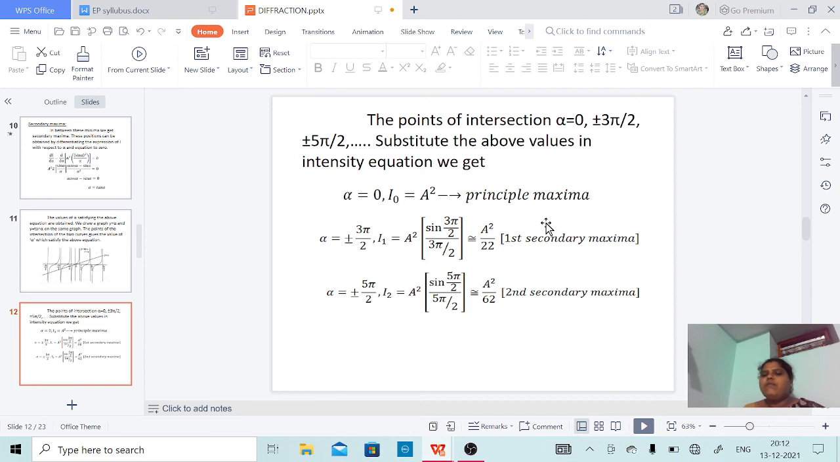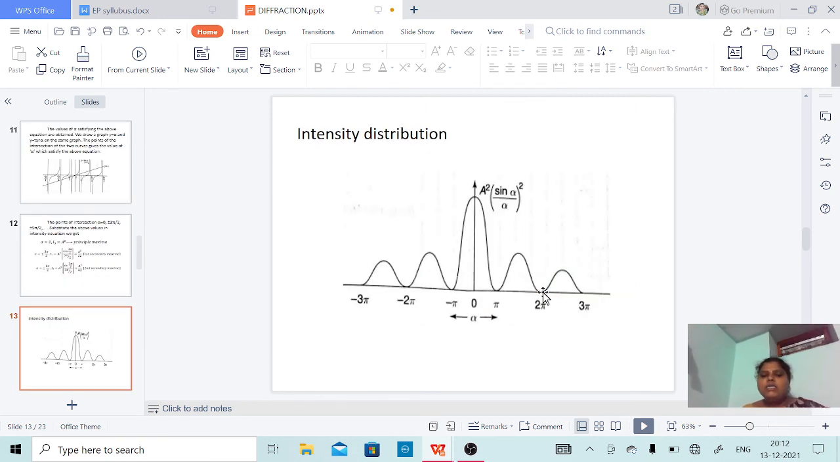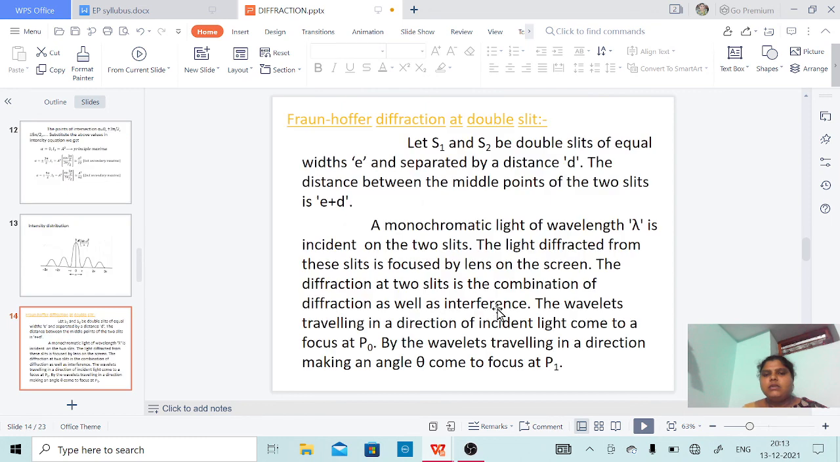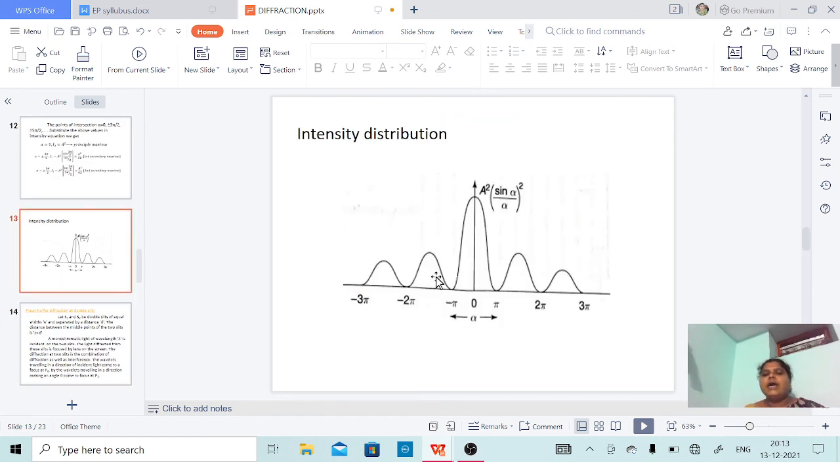That means this is the first secondary maxima and this is the second secondary maxima. In between every two minima we can get a secondary maxima. Let us assume these two are the minima; in between two minima we can obtain a maxima. So simply, this is the intensity distribution according to Fraunhofer diffraction due to a single slit.